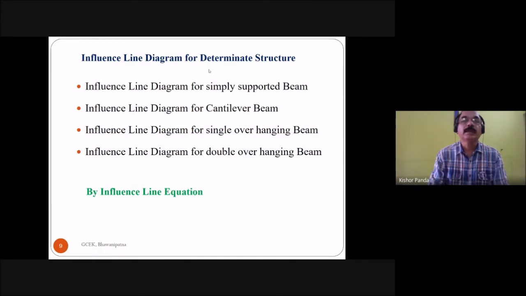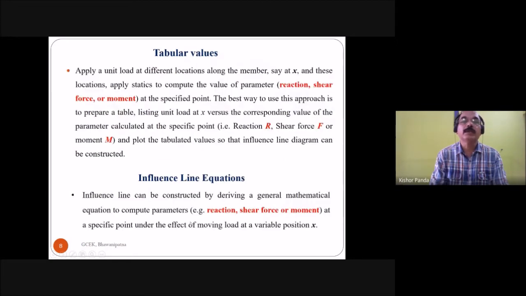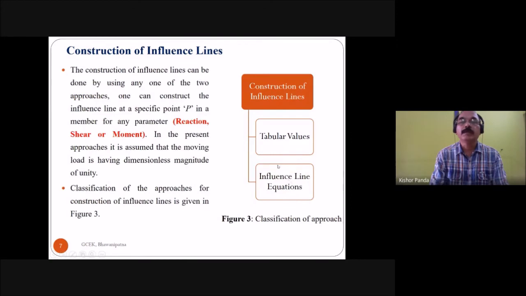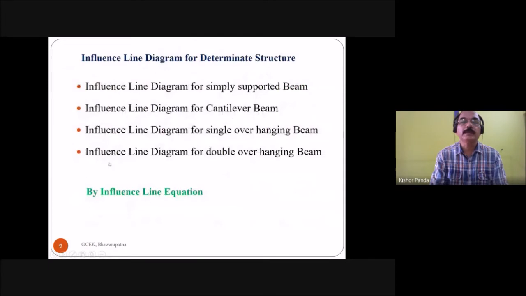That is the influence line diagram for a simply supported beam, for a cantilever beam, for a single overhanging beam, and for a double overhanging beam. These are the different beams, the determinate structures, and you can draw the influence line diagram of these beams. Here we will discuss by influence line equation, because there are two approaches. One is by using tabular values you can draw the influence line, and using the influence line equation you can also draw the influence line. So here we will discuss how to draw the influence line diagram by influence line equation.